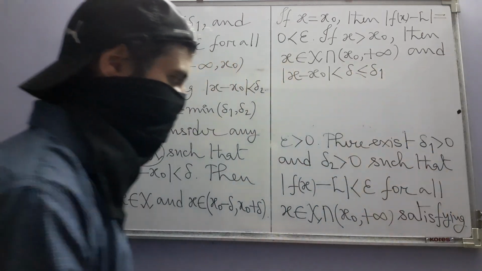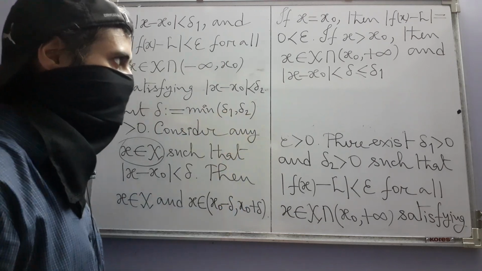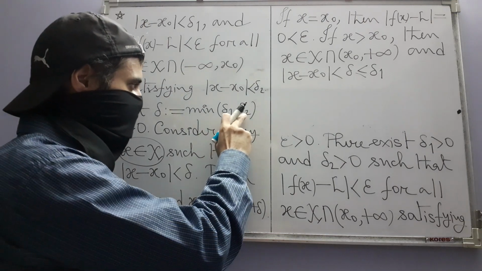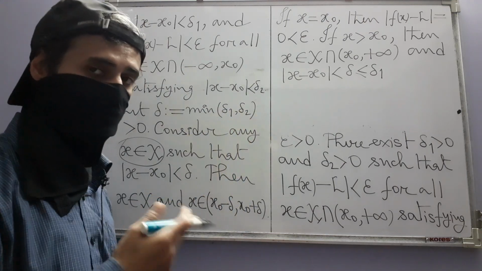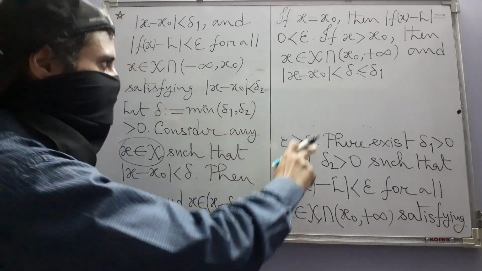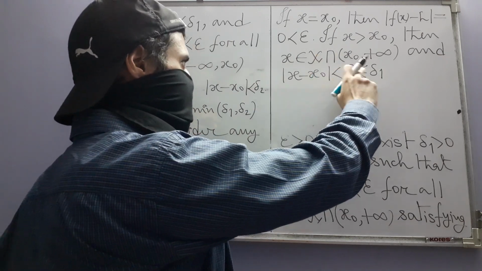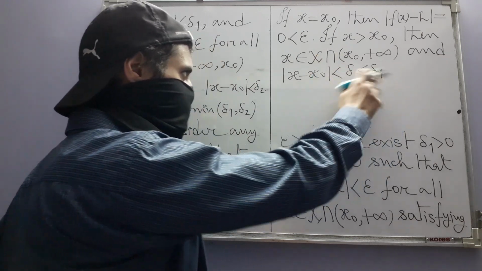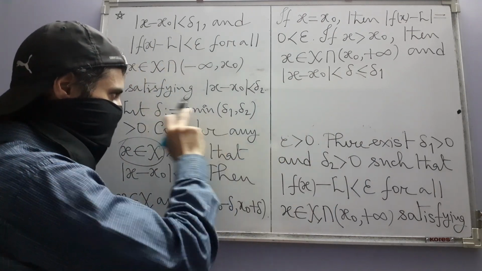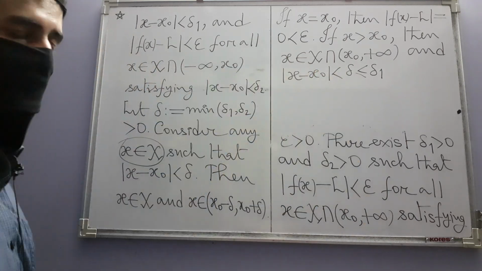Why though? You see, delta is either delta 1 or delta 2. When will delta become delta 2? When delta 2 is the minimum of these two, that is, delta 2 is less than or equal to delta 1. In that case delta is equal to delta 2, but then delta 2 is less than or equal to delta 1. So we are going to have this, and if delta 1 itself is delta, then we have equality. So in any case we are going to get this.